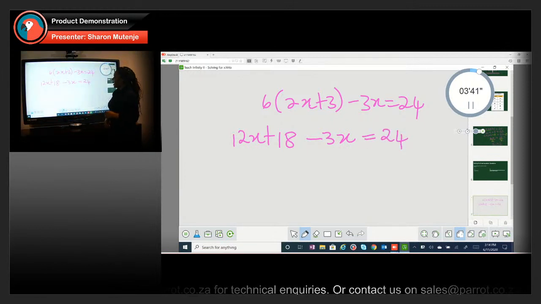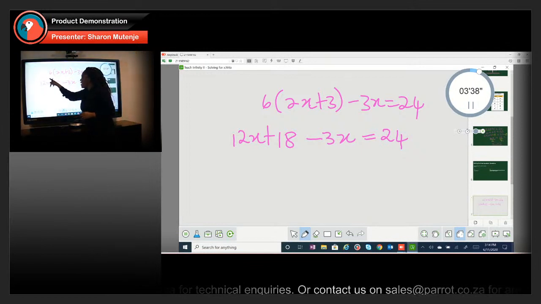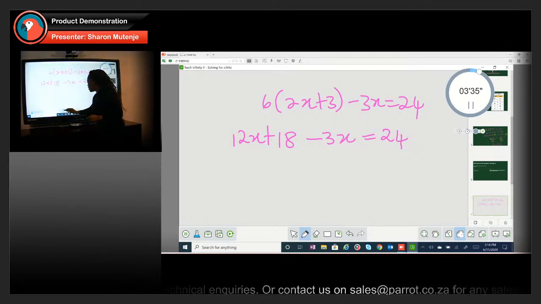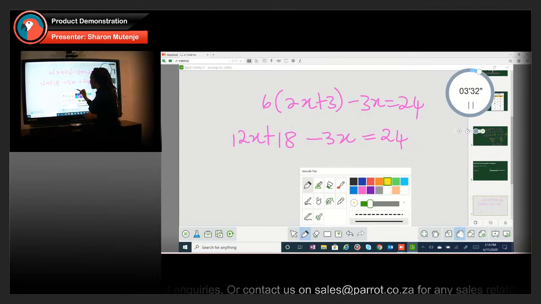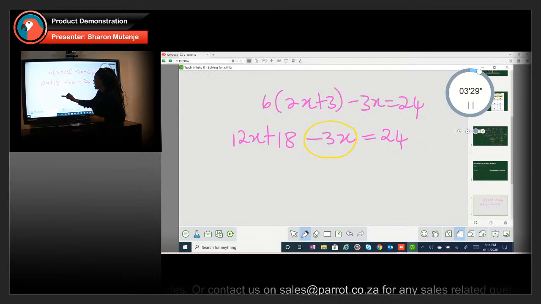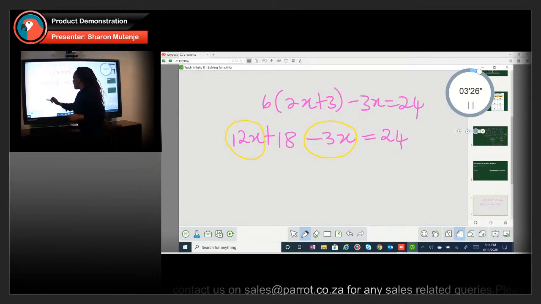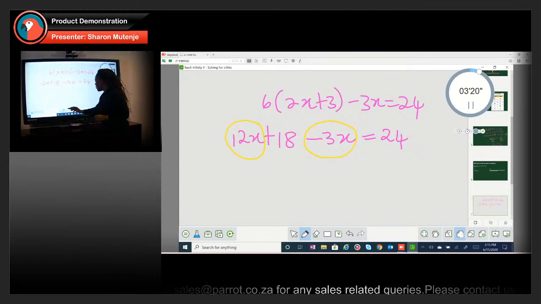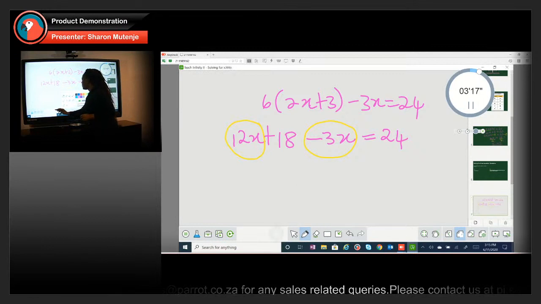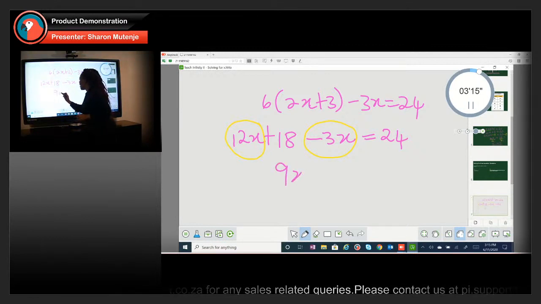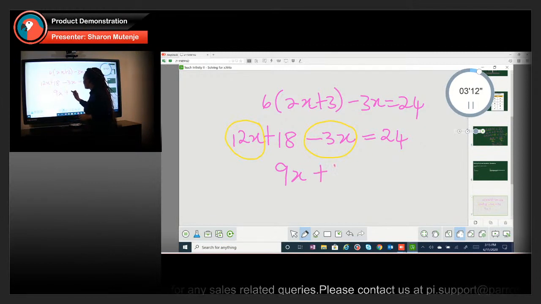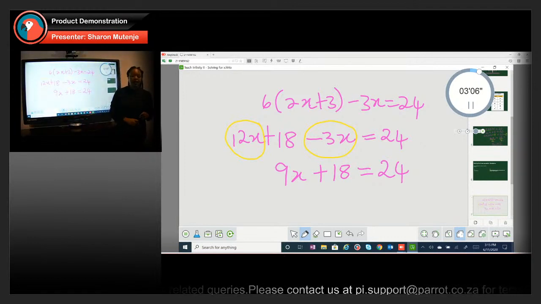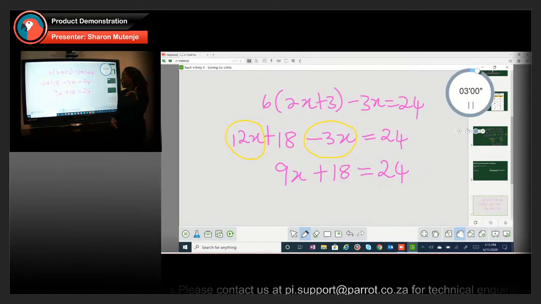And again, you can identify that we have like terms on this expression. So since we have like terms on this particular expression, we can see minus 3x is a like term of 12x. We are going to say 12x minus 3x, which gives us what? 9x. So we'll start with that, 9x, and then we take our plus 18 is equals to 24. Right. Then again we apply those mathematical operations and their inverses.